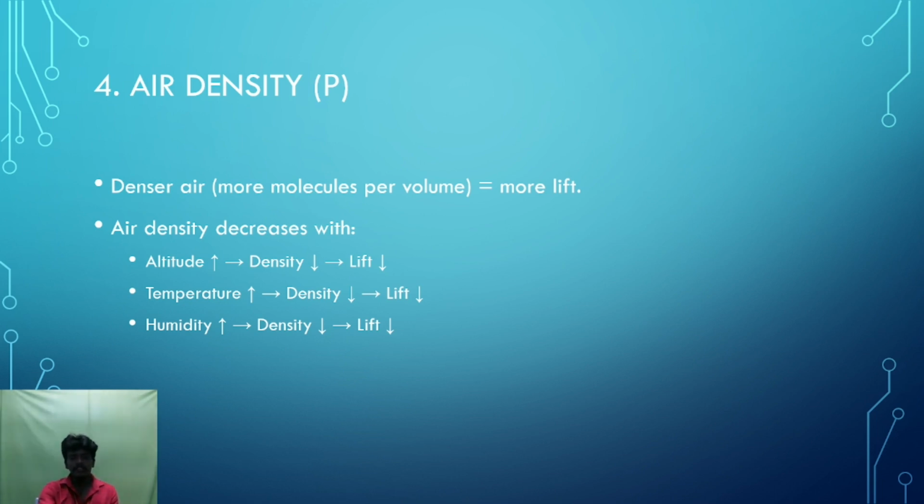If the altitude increases, density reduces because the air is less dense, so the density decreases and the lift also decreases. If the altitude decreases, density increases. If the altitude increases, the density will reduce, the air molecules are loosened, and the lift will be reduced.